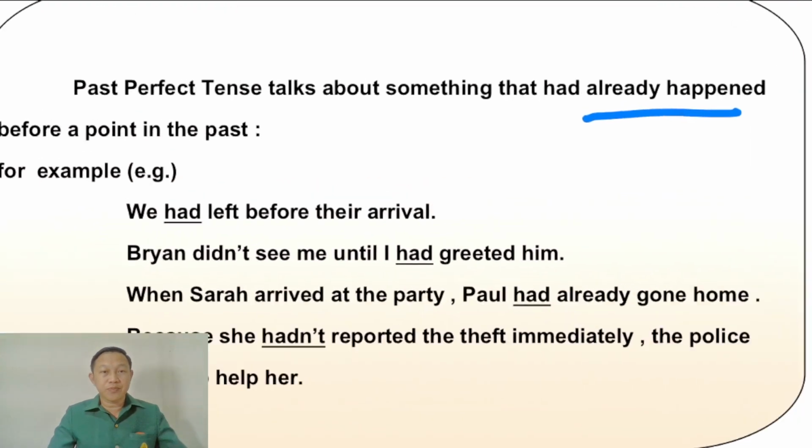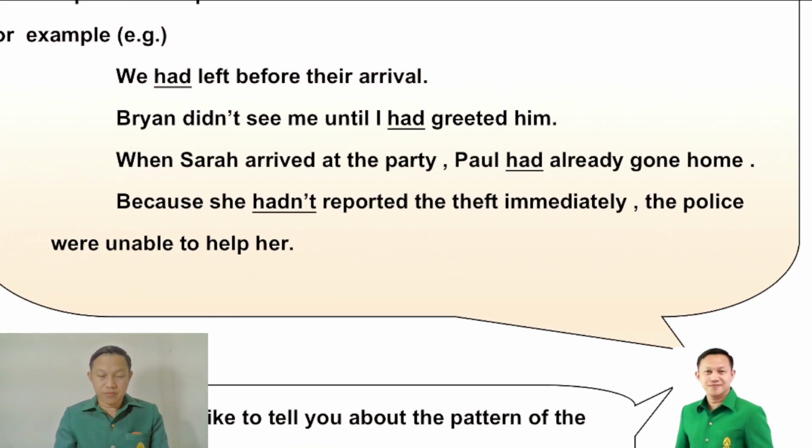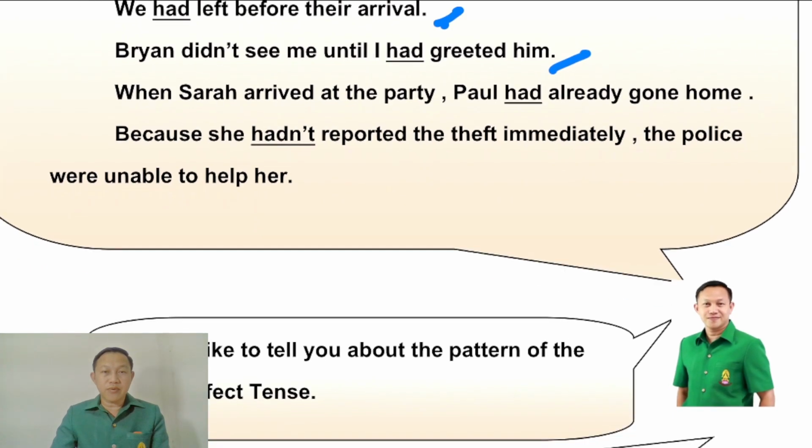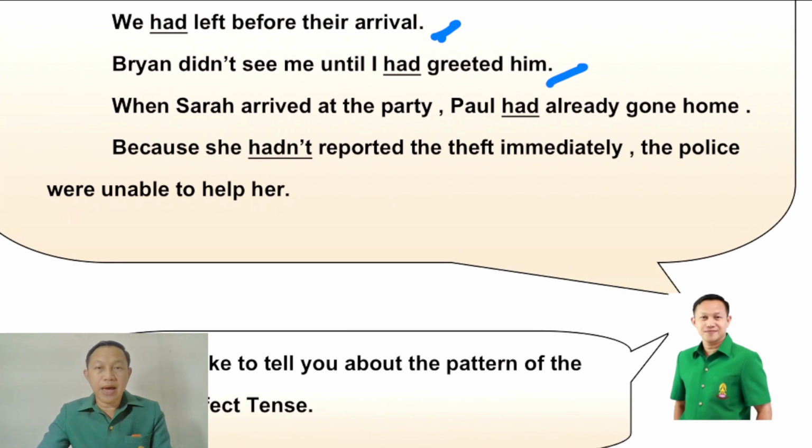For example, we had left before their arrival. Brian didn't see me until I had greeted him. When Sarah arrived at the party, Paul had already gone home. Because she hadn't reported the theft immediately, the police were unable to help her.